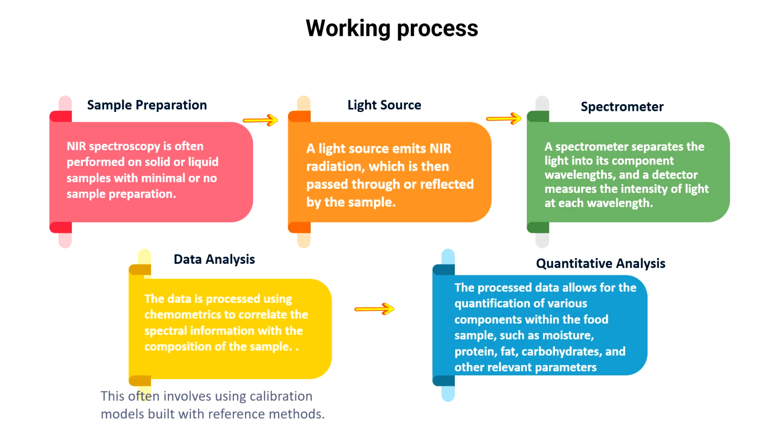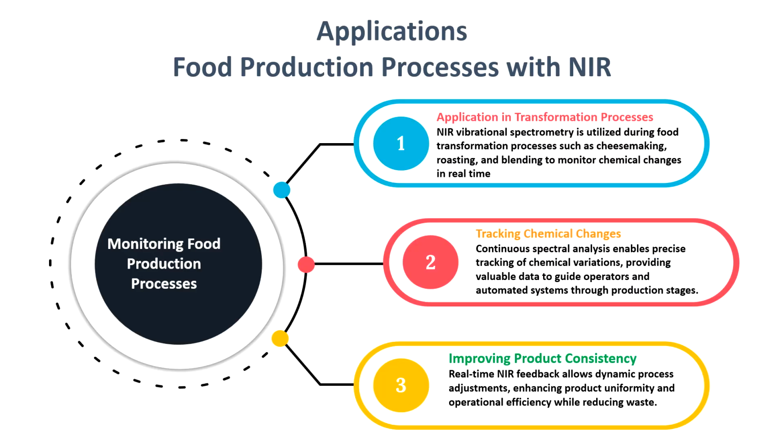The data is processed using chemometrics to correlate the spectral information with the composition of the sample. This often involves using calibration models built with reference methods. And finally, the quantitative analysis. The processed data allows for the quantification of various components within the food sample, such as moisture, protein, fat, carbohydrates, and other relevant applications. Food production processes with NIR.